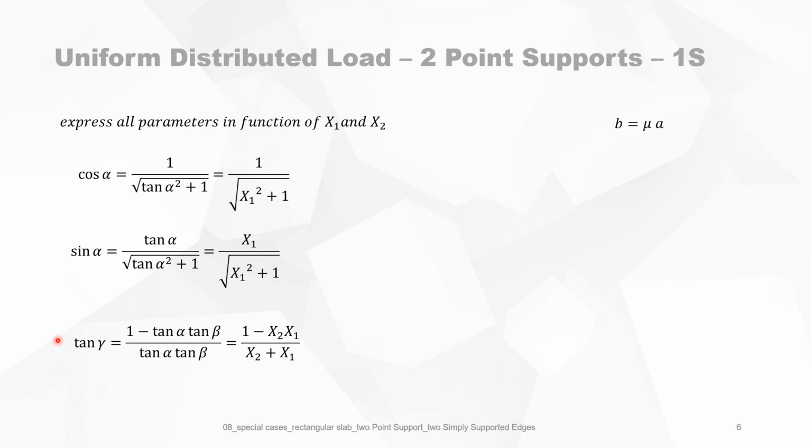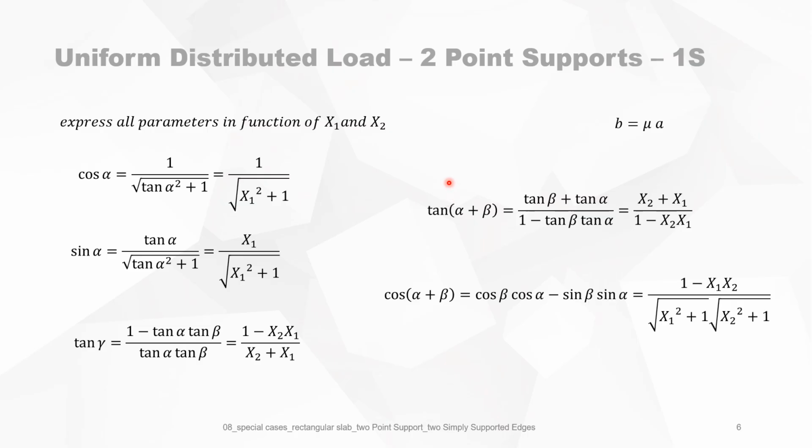The tangent of gamma is equal to the cotangent of alpha plus beta, given by this formula, and then you can write it directly in x2 and x1. And the tangent of alpha plus beta is, of course, this. That's the known tangent formula of summation. The cosine of a summation, you can also work out like it's shown here on the slide. And the cosine of alpha plus beta and the sine of alpha plus beta are expressed using the previous formulas.